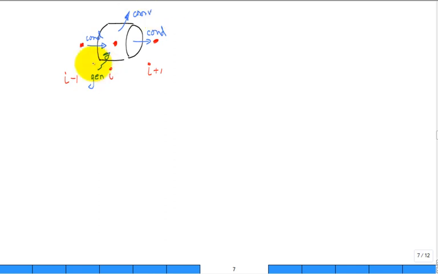What was the distance between here and here? Delta x. So the distance from node to node is delta x, but it's also the same distance from face to face of a control volume for a particular node. Hopefully I'm emphasizing the obvious. But now let's write our energy equation.